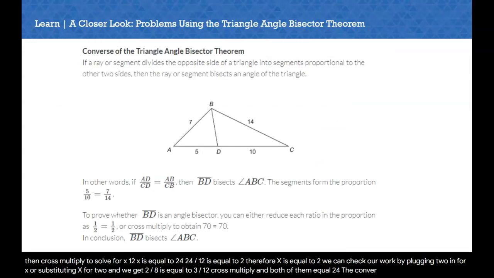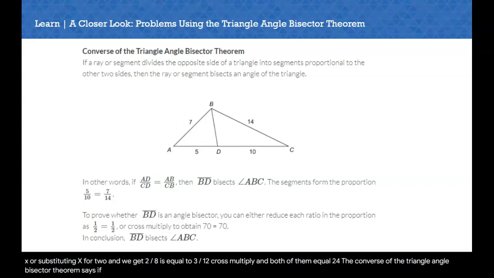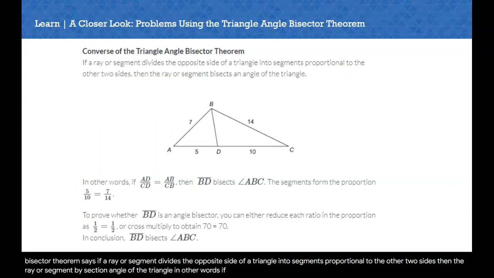The converse of the triangle angle bisector theorem says if a ray or segment divides the opposite side of a triangle into segments proportional to the other two sides, then the ray or segment bisects an angle of the triangle. In other words, if AD divided by CD is equal to AB divided by CB, then BD bisects angle ABC.